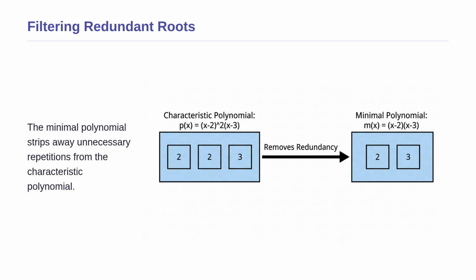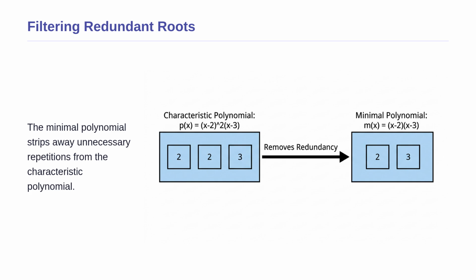Having just calculated this, let us visualize exactly what happened. On the screen, you see a flow diagram representing our polynomial roots. On the left is the characteristic polynomial we started with, containing the roots 2, 2, and 3. The arrow in the middle represents the process of finding the minimal polynomial, acting as a filter that removes redundancy. On the right, you see the resulting minimal polynomial, which retains only the unique roots 2 and 3.